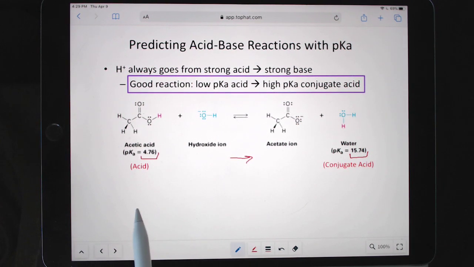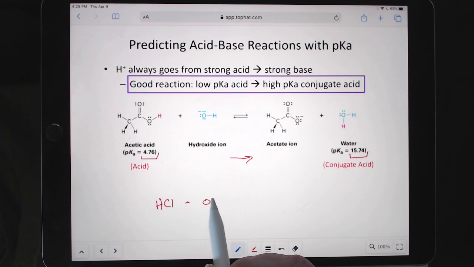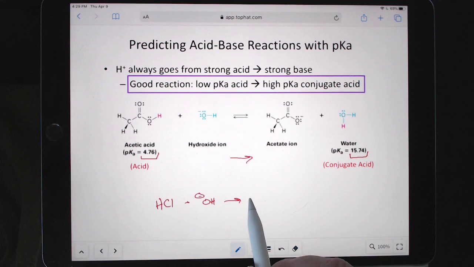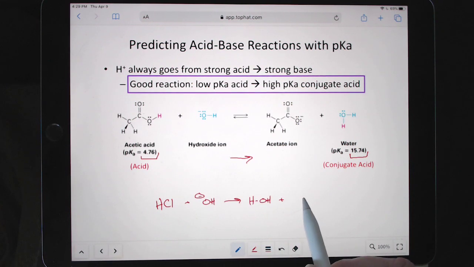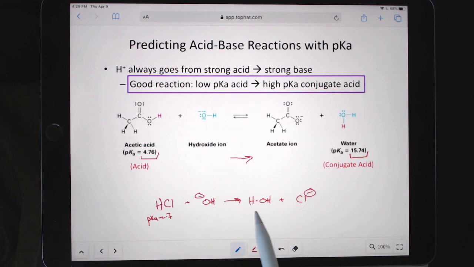Again, if you can't remember it, always think about HCl plus OH minus going to HOH plus Cl minus. So HCl, this pKa is about negative 7. This one is about 16. We know this reaction is going to go, so that must mean the reaction wants to go towards the higher pKa. So whenever you're thinking about an acid-base reaction, if you think about this reaction, everything else works exactly the same way.